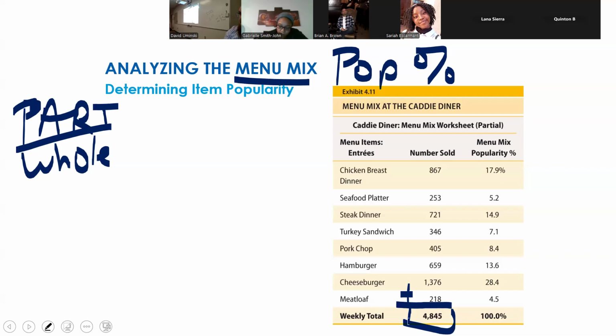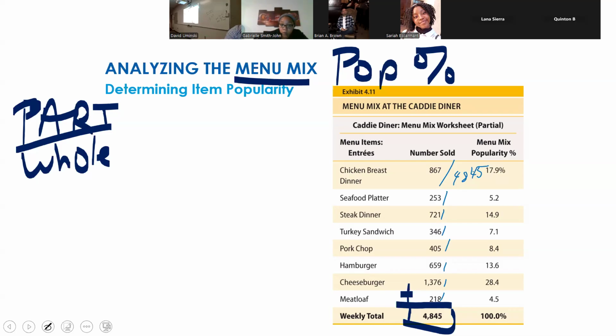What is the part? Whichever entree we're looking for. So in this case, I'm gonna change to a pencil because it will be easier to see. 4,845, I'm gonna divide each number by 4,845. Every single one of these, because this is all my part. I'm gonna divide by the whole for each one of those. Questions on what we just did?